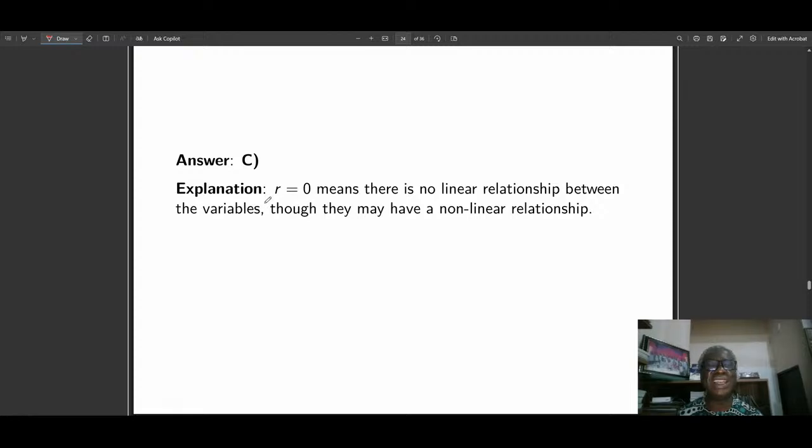So, when the Pearson correlation equals 0, it means there is no linear relationship between the variables. They may have a non-linear relationship, and I mentioned that there may be non-linear relationship, but this Pearson correlation measures linear relationships only.